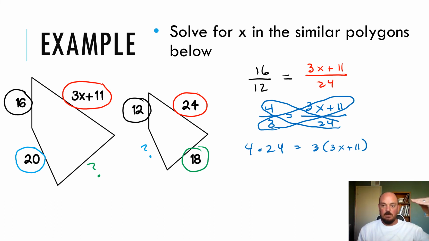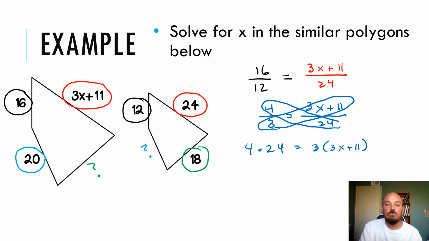Now see, if I did that on the one above, I have 16 times 24. That's a really big number. I probably need a calculator for that. And then I have 12 times 3x plus 11. I'm getting bigger numbers. So it's a little easier if you reduce first. Now I can do it without reducing though.